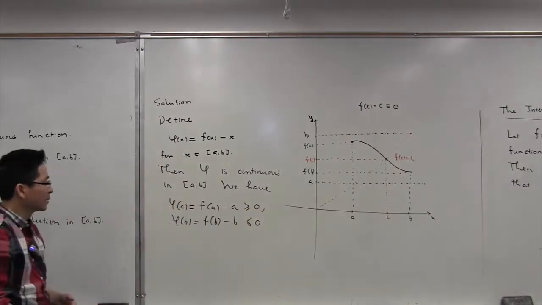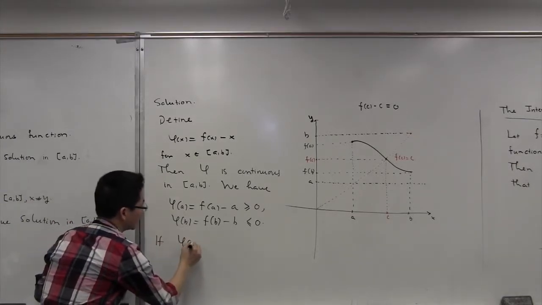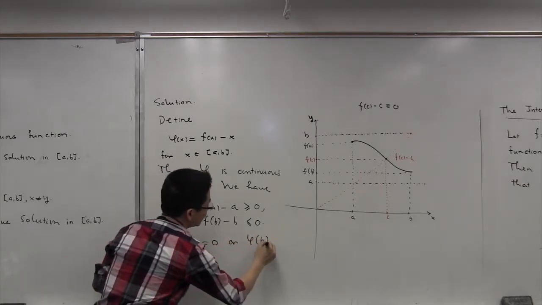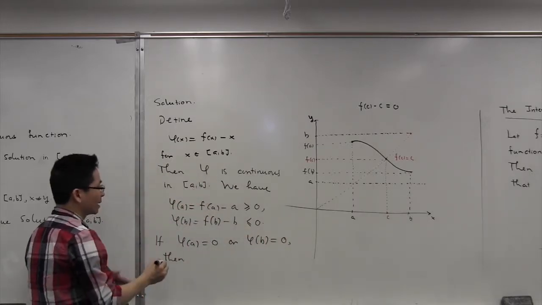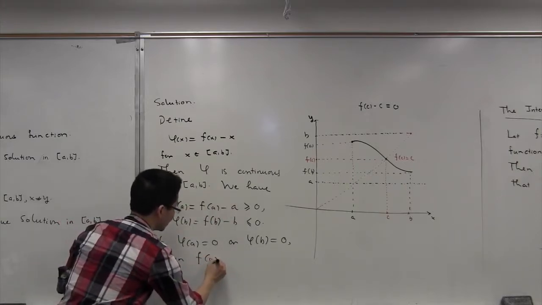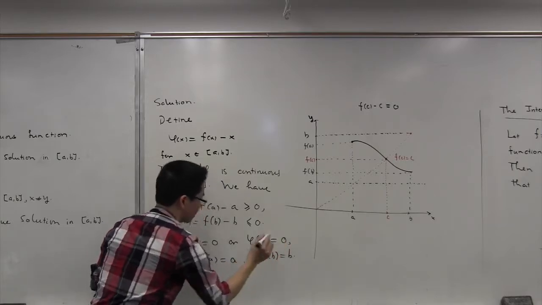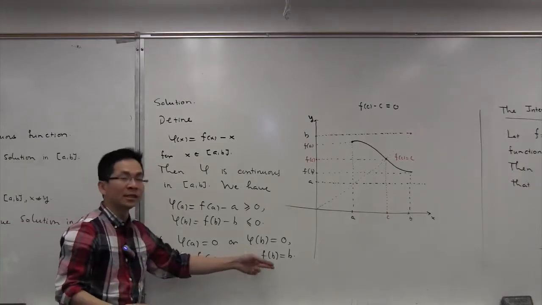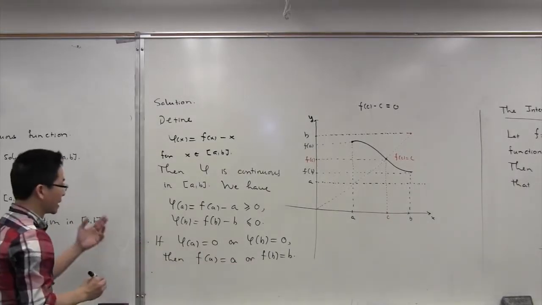Okay? So now, if phi of A is equal to 0, or phi of B is equal to 0, then we can see that f of A is equal to A, or f of B is equal to B. Okay. In this case, C is A or C is B.